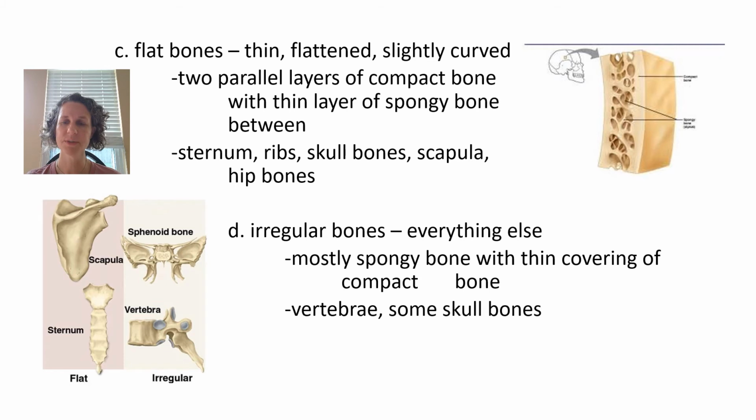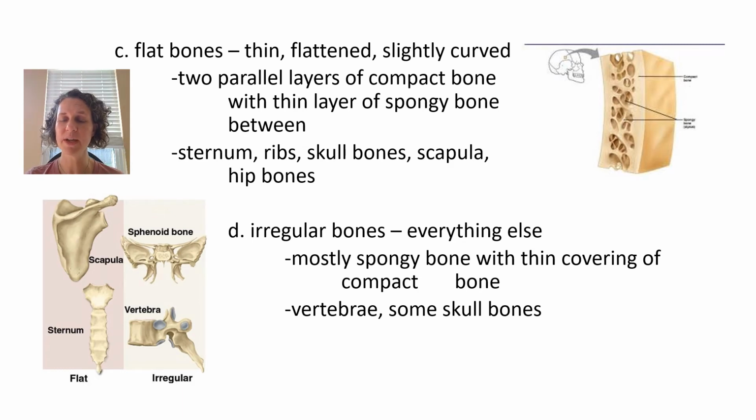Then the flat bones, again, a pretty good description. So these are compact bone on the outside, of course, with a very thin layer of spongy bone in the middle. They're flat, as the name implies, but most of them are slightly curved. And so here are the flat bones over here. You see the sternum, which is your breastbone, the bones that make up your skull, your scapula, which is your shoulder blade, and then your hip bones are not pictured on there, but they have that flat, curved shape to them.